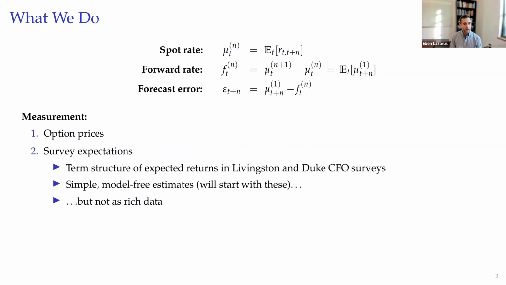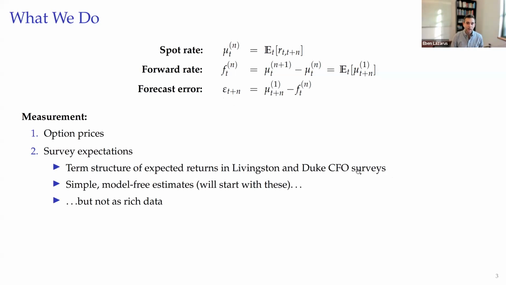And so to complement the option-based measurement, what we're going to do is turn to a couple surveys. So we look for a couple surveys where we can get return expectations at not just one horizon, but multiple horizons, which is going to allow us to calculate a forward rate and forecast errors. And we looked all over, in fact, and found a couple surveys that asked for return expectations at multiple horizons: the Livingston Survey of Professional Economists and Forecasters and the Duke CFO Survey. So we are going to be able to back out sort of model-free estimates of spot rates, forward rates, and forecast errors in these surveys, at least.